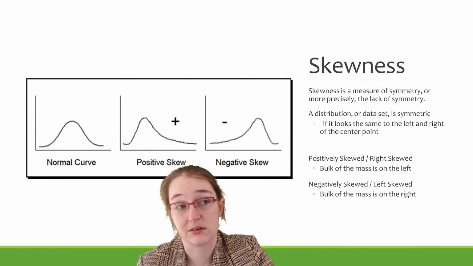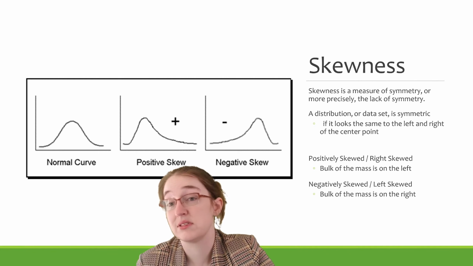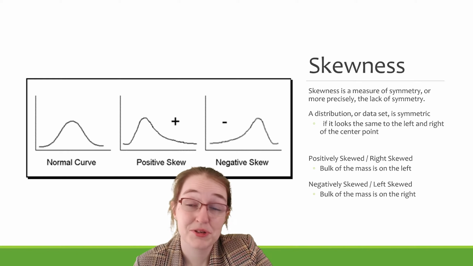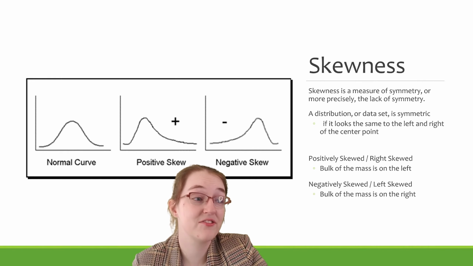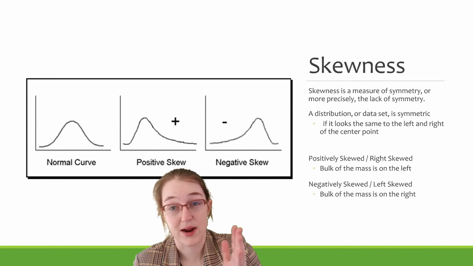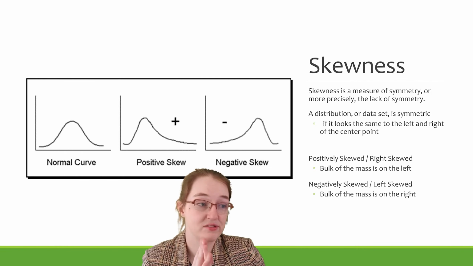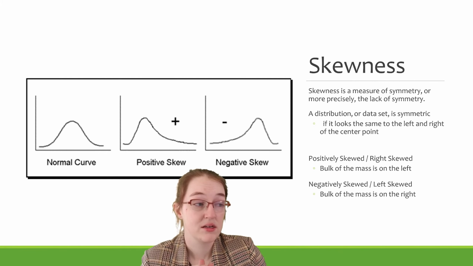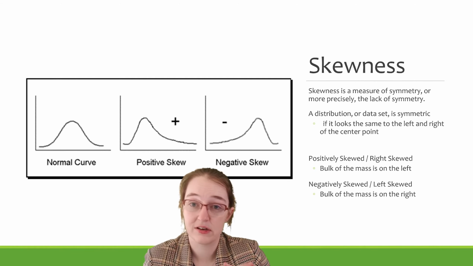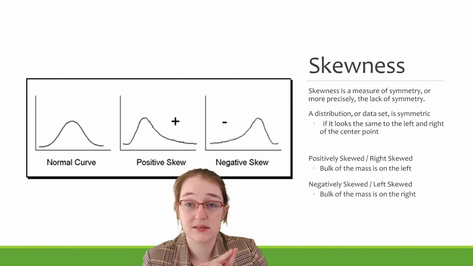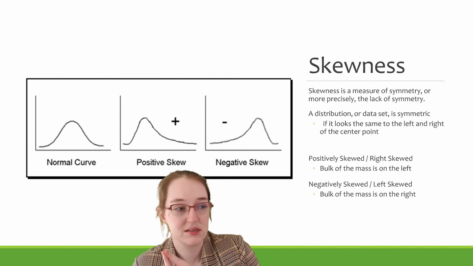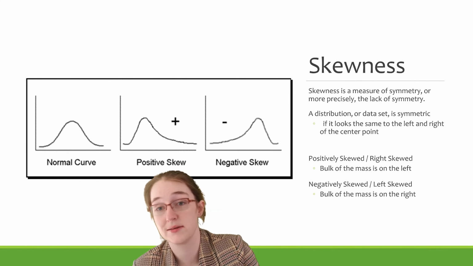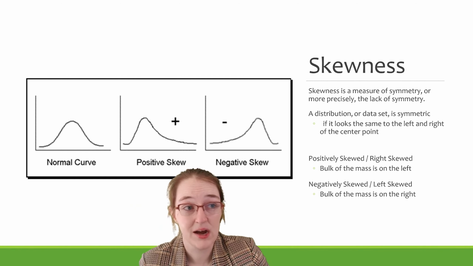So skewness is our last one, and skewness is a measure of symmetry, or more precisely, a lack of it. So a distribution or data set is symmetric if it looks the same on the left and the right. Can you fold it in half, so to speak? Now, positively skewed data, or right skewed data, is where the bulk of the data is on the left. So wherever the tail is, that's where the name is. Negatively skewed or left skewed data means the bulk is on the right, while the tail is on the left.